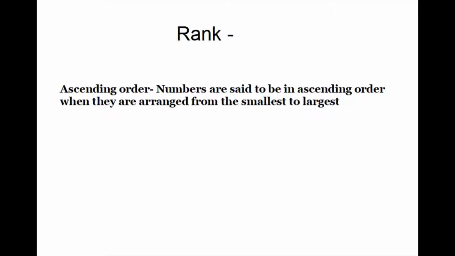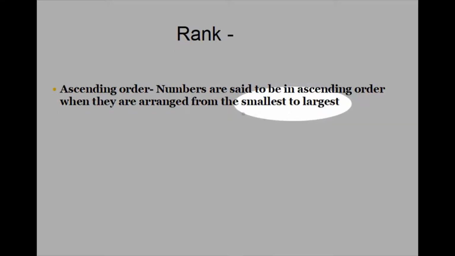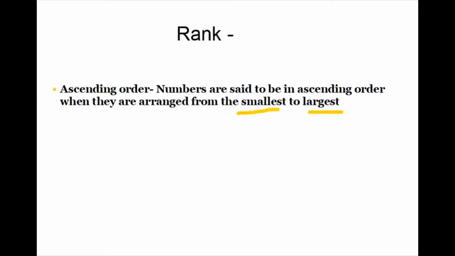So what is ranking? Ranking is a way of ordering, and in stats we usually deal with numerical data, so it's a way of ordering numerical data. We have two ways in which we do that. The first one is ascending order. Numbers are said to be in ascending order when they are arranged from smallest to largest.